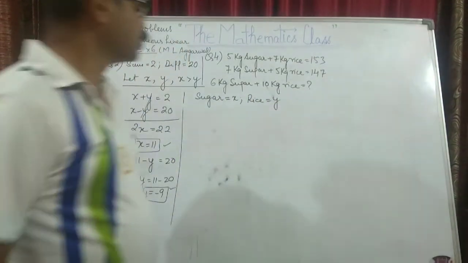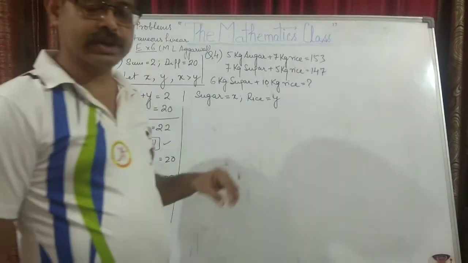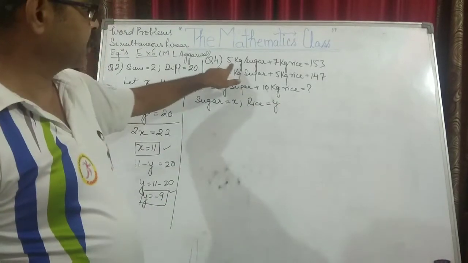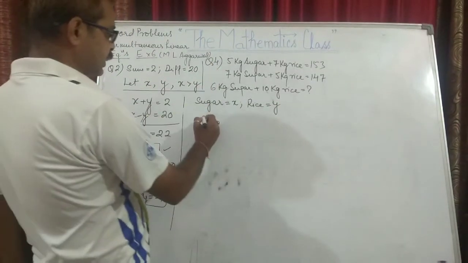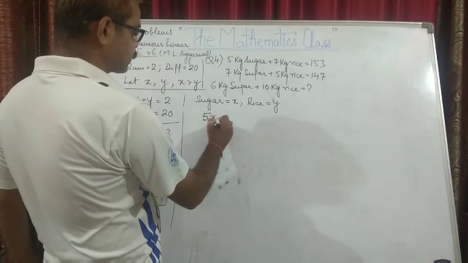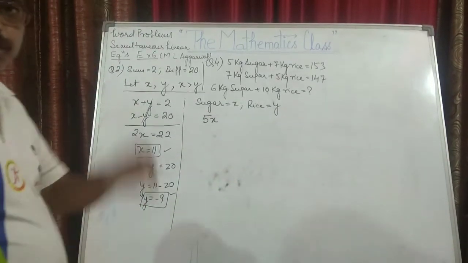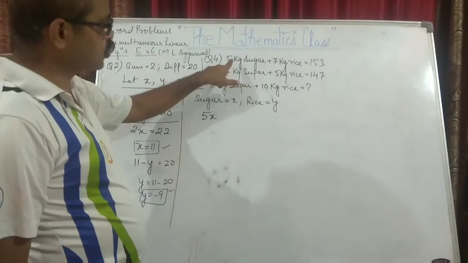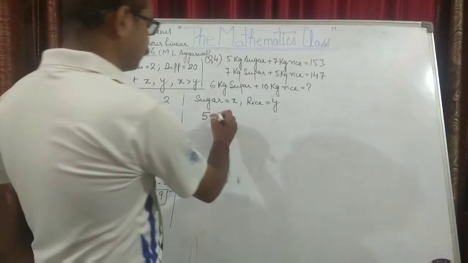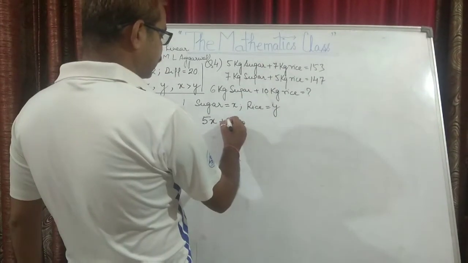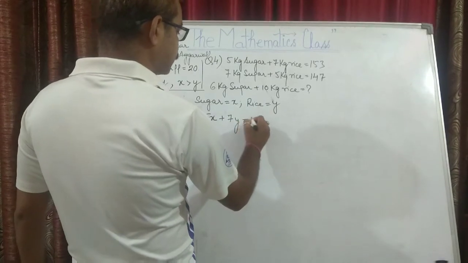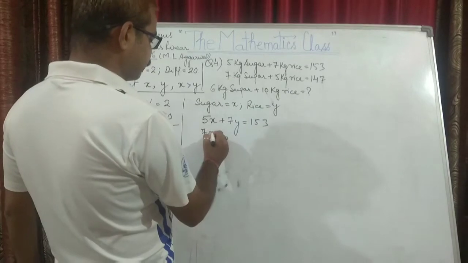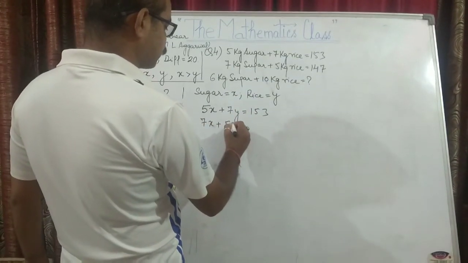First thing, let us assume that sugar is represented by x and rice is represented by y. So 1 kg of sugar is represented by x, 1 kg of rice is represented by y. The cost of 1 kg of sugar is rupees x, the cost of 1 kg of rice is rupees y. So the cost of 5 kg of sugar will be 5x plus the cost of 7 kg of rice will be 7y, is equal to 153.